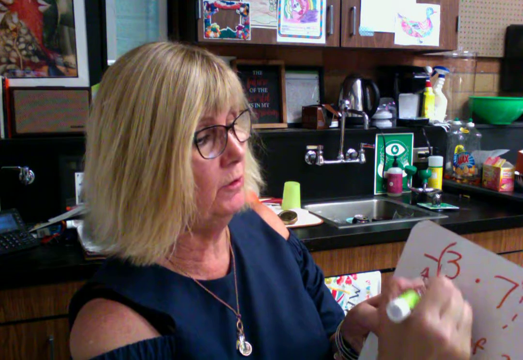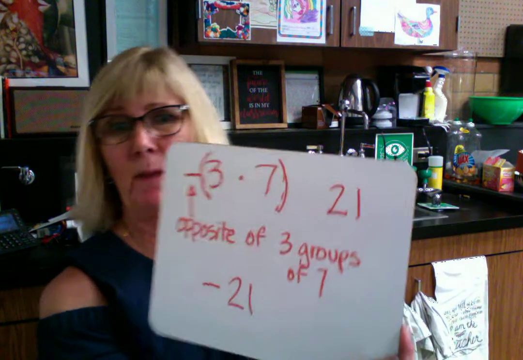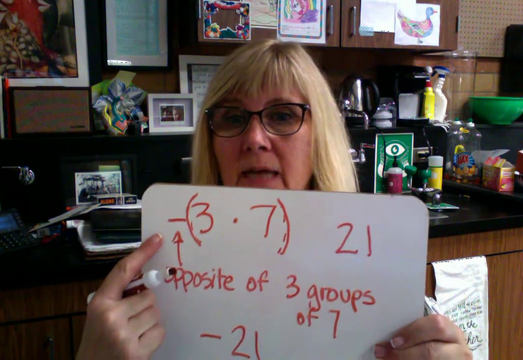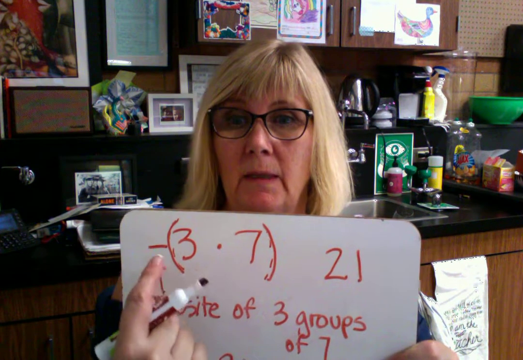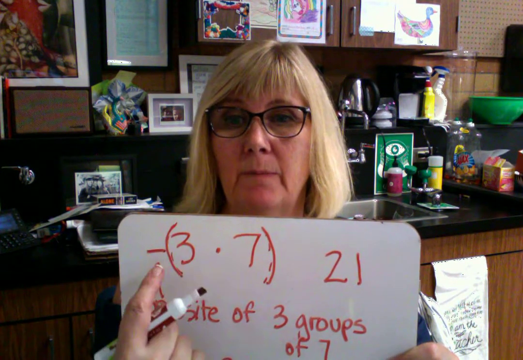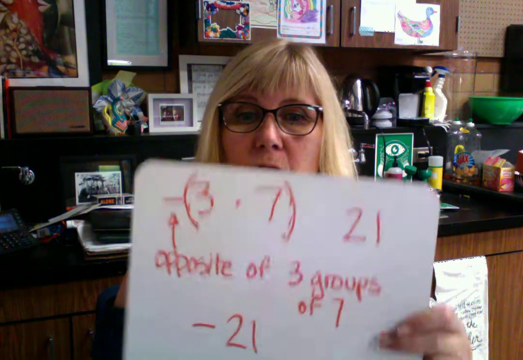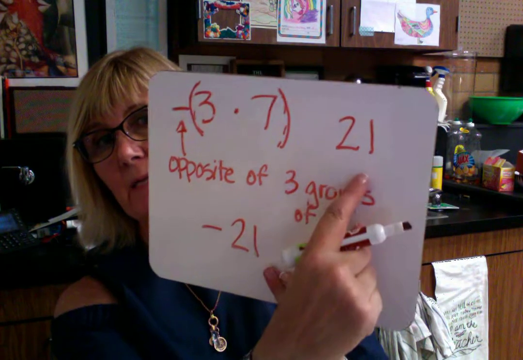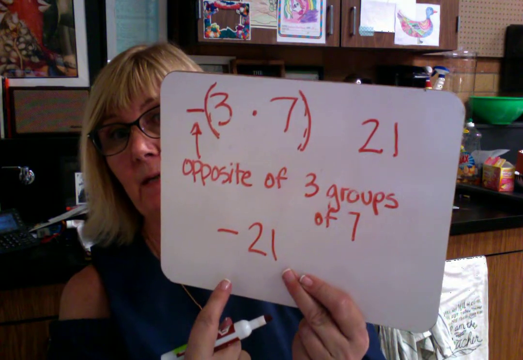So if it helps you visualize this a little bit more, I'm going to turn those into actual parentheses. You probably can't see this. So again, this on the outside, when the problem says negative 3 times 7, it actually means not negative 3, but it means the opposite of 3 groups of 7, which I've written here. And the opposite of 3 groups of 7 is negative 21, because the 3 groups of 7 is actually 21. The opposite would be negative 21.